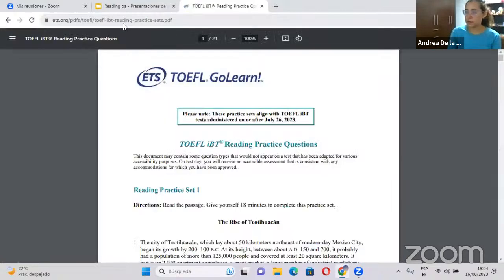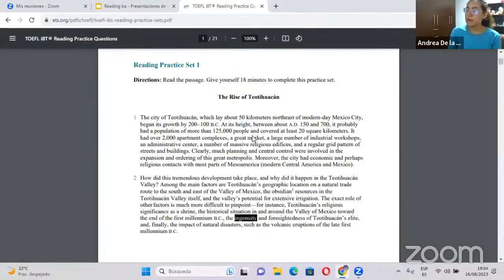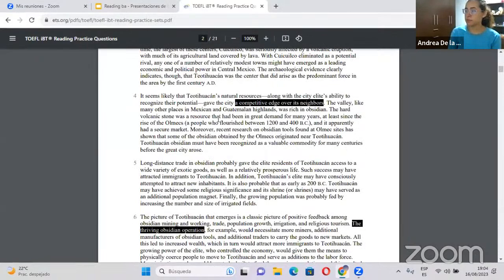And if you guys remember, we're working on this set officially published by the ETS, which was about the Teotihuacan's development, right? This city in Mexico and how they developed, how they grew, the factors that led to the development of the city. And we were answering some questions to see the different question types and strategies to answer them. So we're going to continue going over the different question types and the strategies to answer them. Okay, guys? Do you have any questions before we start today's class?